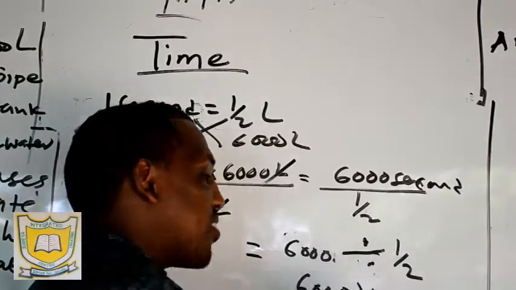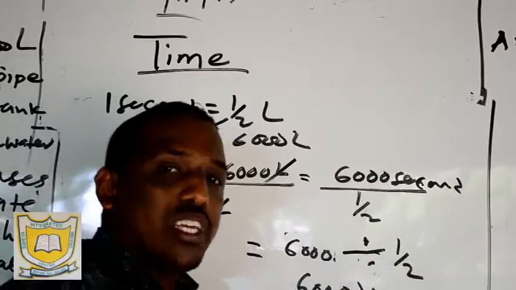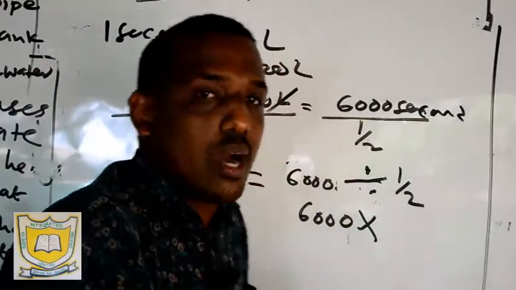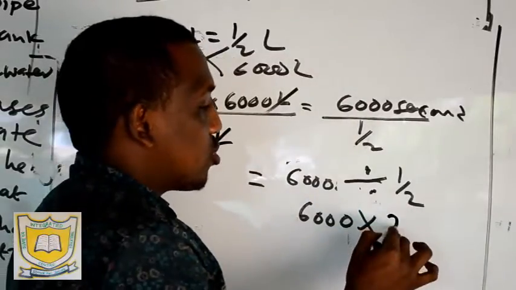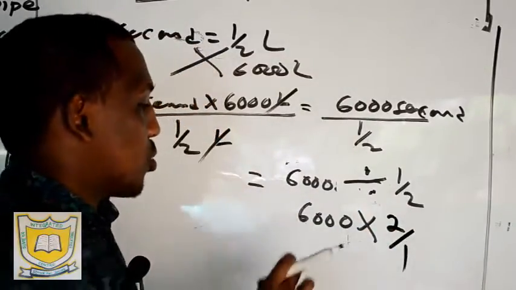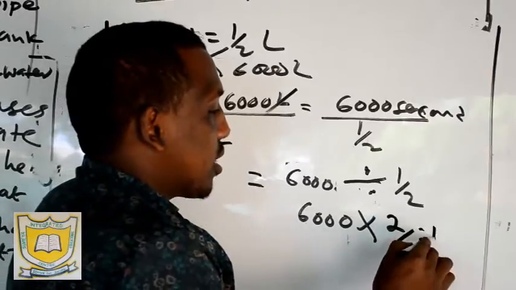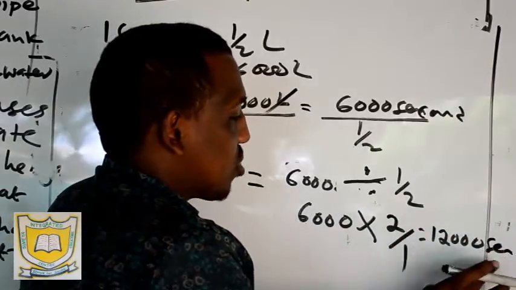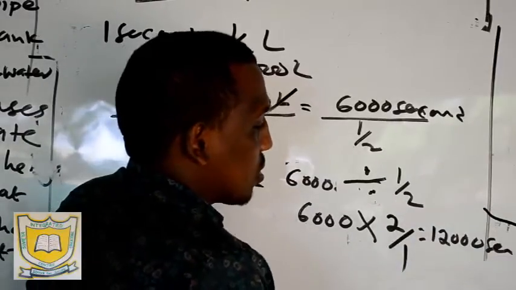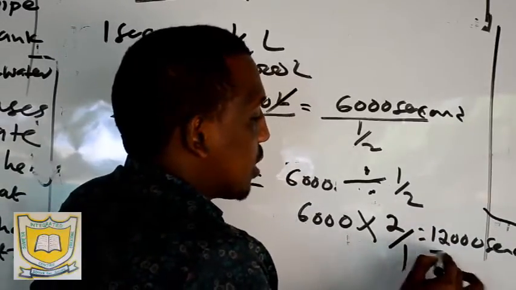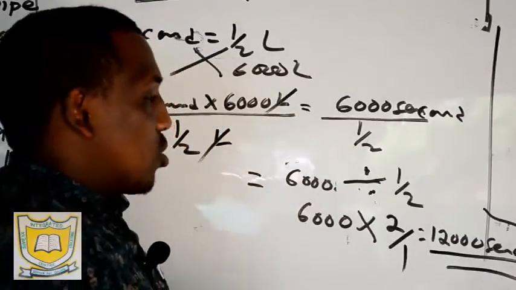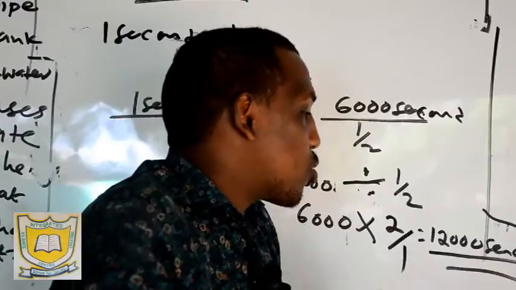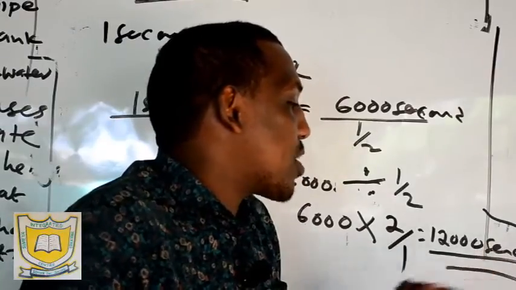After changing the division into multiplication, the other number becomes its reciprocal, upside down. So the reciprocal of a half is 2 over 1. 6,000 times 2 gives 12,000 seconds. So the 6,000 liters of water will take 12,000 seconds, and the tank will take 12,000 seconds to get finished.